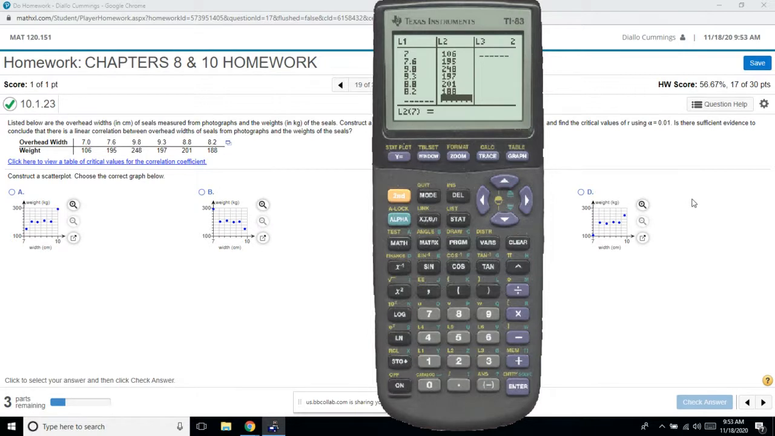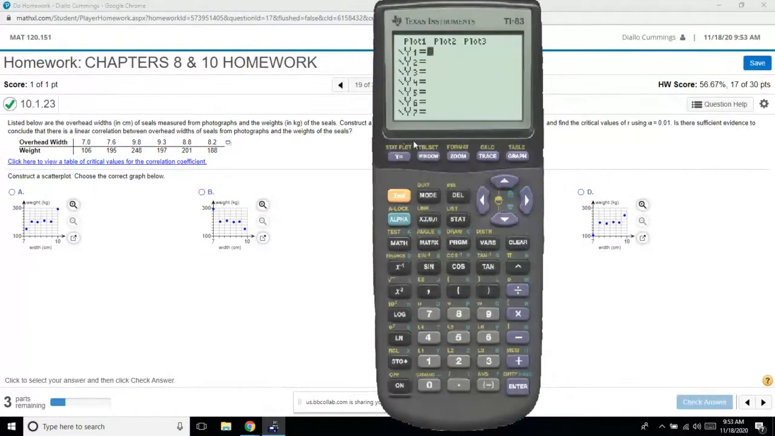Okay, so once you have the data points in list 1 and list 2, the second thing I'm going to do is go into Y equals, and if you have any equations, you want to clear those out. All right, so I don't have any equations in my Y equals.